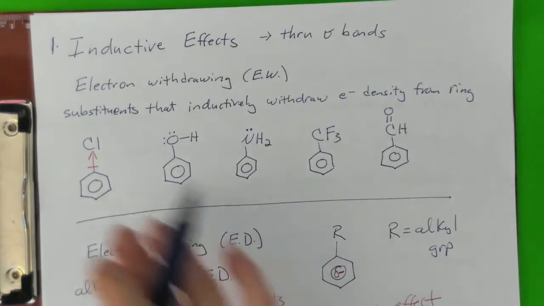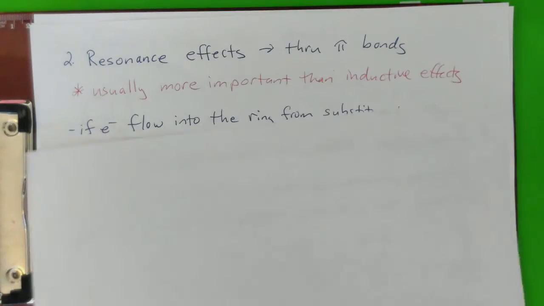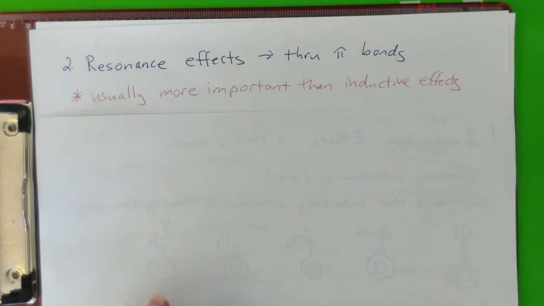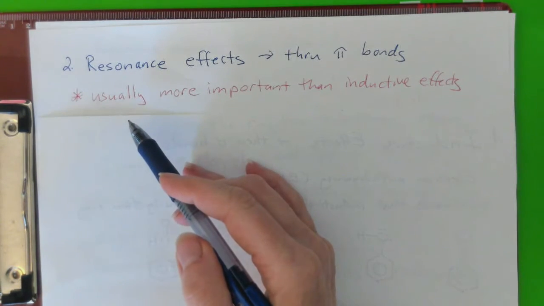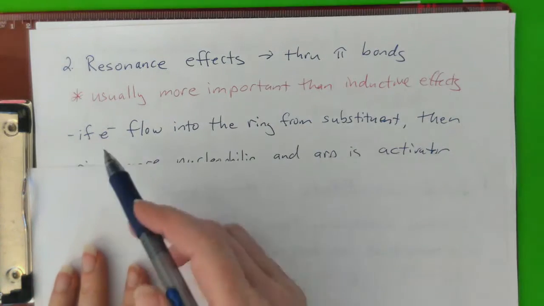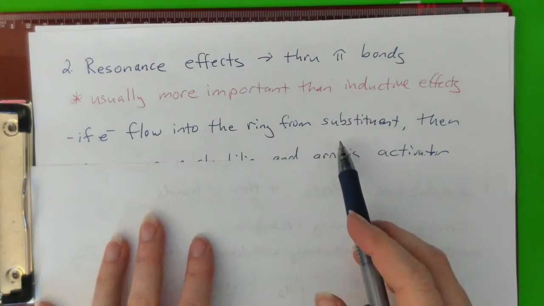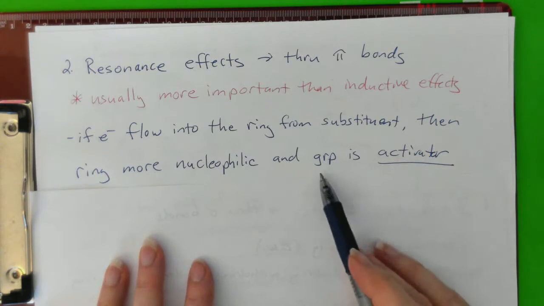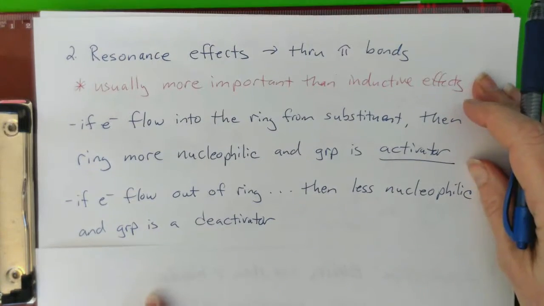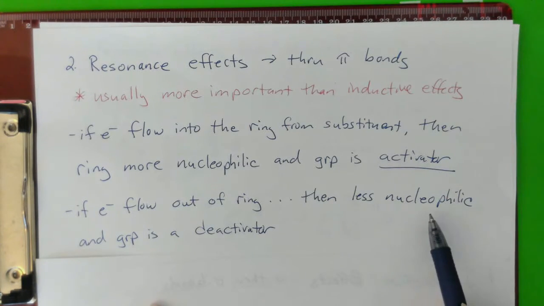Now let's look at examples from up here where we have to consider the resonance effect. So resonance effects occur not through sigma bonds, but through pi bonds. So if you see a double bond or a triple bond, usually resonance effects win out or are more important than inductive effects. Halogens are the exceptions. So if you have electron density that flows into the ring from the substituent via a pi bond, then you're making the ring more nucleophilic, and that group is going to be an activator. If, on the other hand, you have electron density flowing out of the ring through pi bonds, then you're making the ring less nucleophilic, and the group is going to be a deactivator.